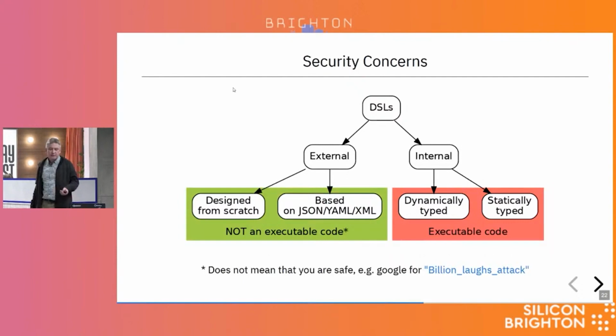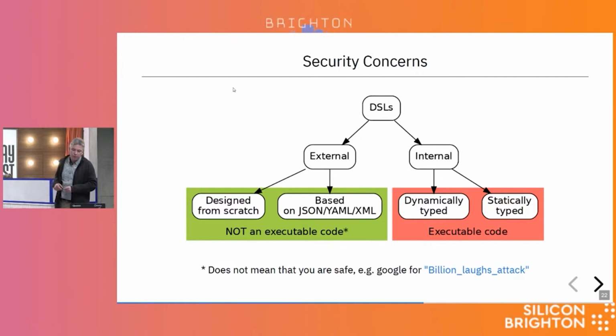Another aspect is security concerns. First and foremost, internal DSLs are executable code. So it's code in some programming language, and it's better not to execute it right away if you got it from the internet, from some untrusted person, right? So you are safer with external DSLs if you are getting these texts from untrusted parties, but not always.